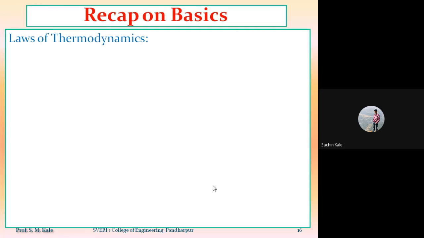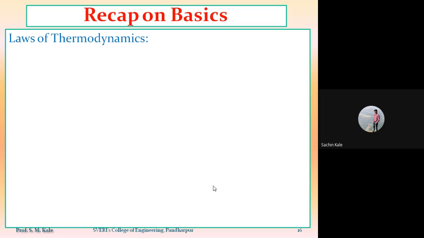Now the next point is the laws of thermodynamics. How many laws of thermodynamics are there? How many do you know? Can anybody tell me how many laws there are? Correct, 4 laws. Which are they? 0th law, 1st law, 2nd law, and 3rd law. Okay. Any other answer?